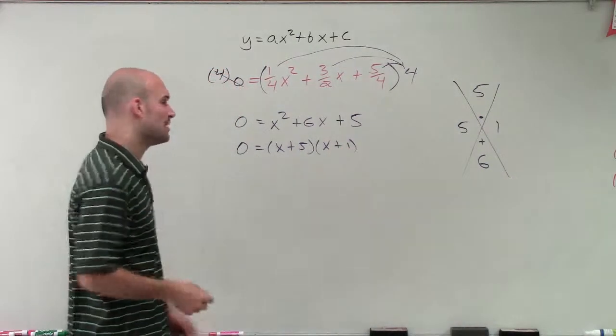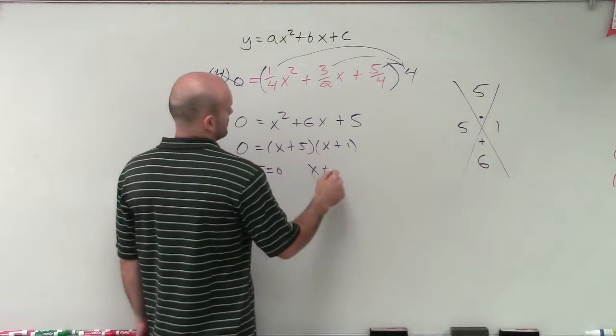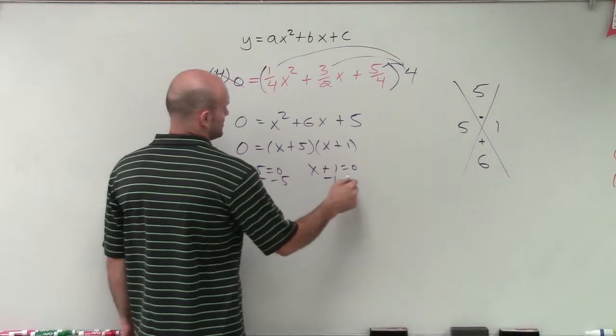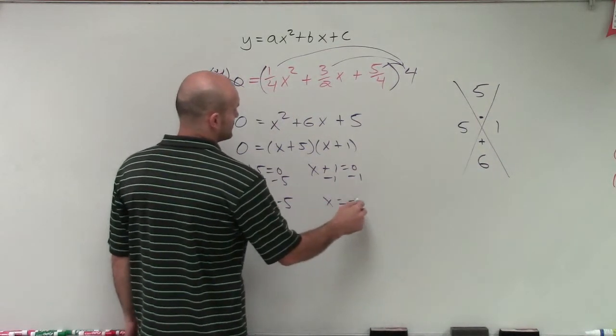Then I apply the zero product property to solve. So I subtract 5, subtract 5, subtract 1, subtract 1. x equals -5, x equals -1.